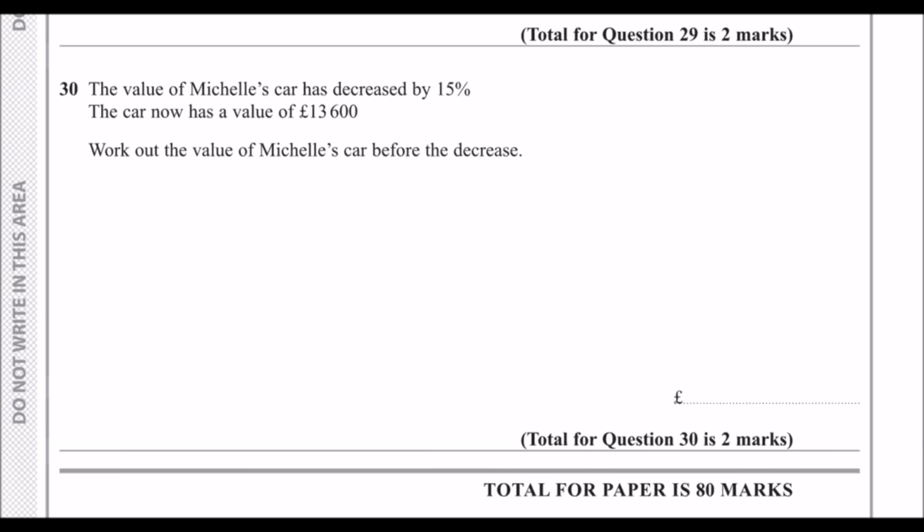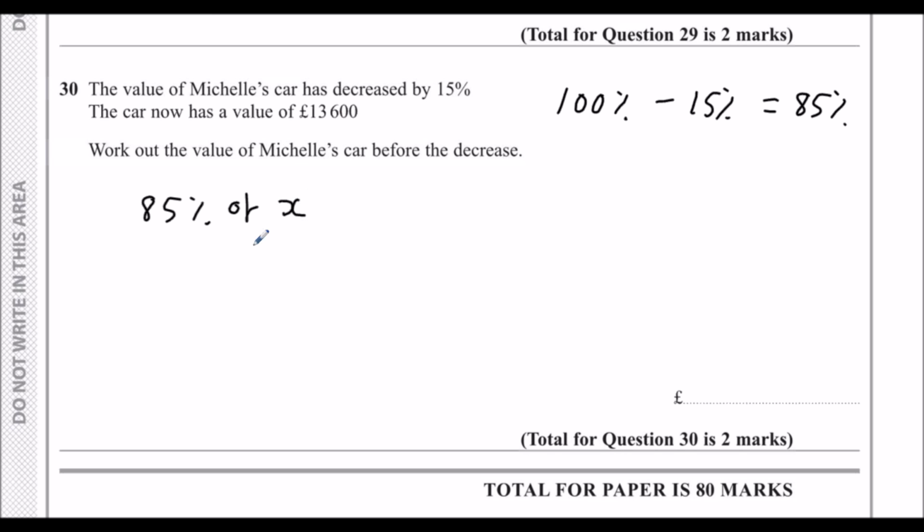Question 30. The value of Michelle's car has decreased by 15%. The car now has a value of £13,600. Work out the value of Michelle's car before the decrease. So there's a few ways of doing this. If we had 100% to start with, and it's gone down by 15%, we now have 85%. So we've got 85% of the original price.